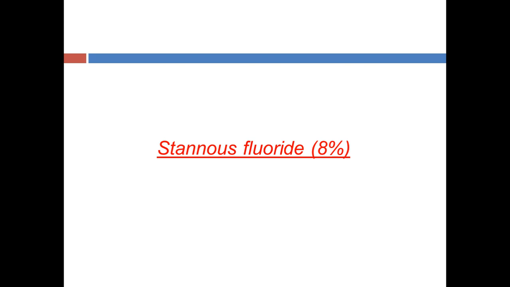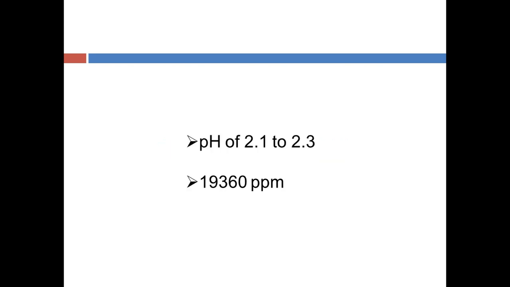So next, professionally applied topical fluoride is stannous fluoride, which is 8% stannous fluoride. This itself can be asked as a 4 marks question, and it's very important in the viva. So stannous fluoride solution has a pH of 2.1 to 2.3. You have to remember that sodium fluoride has a pH of 7, that is neutral pH, whereas stannous fluoride has a low pH, that is 2.1 to 2.3.